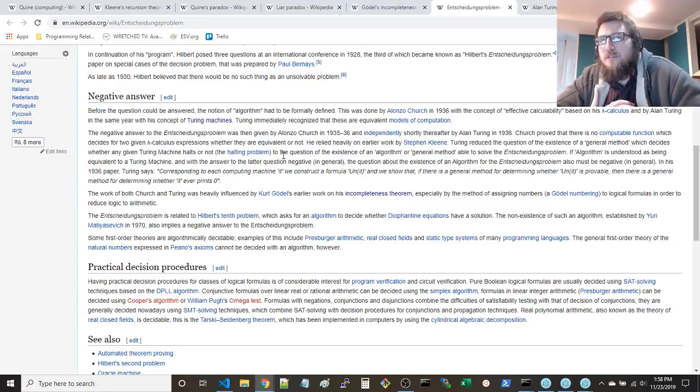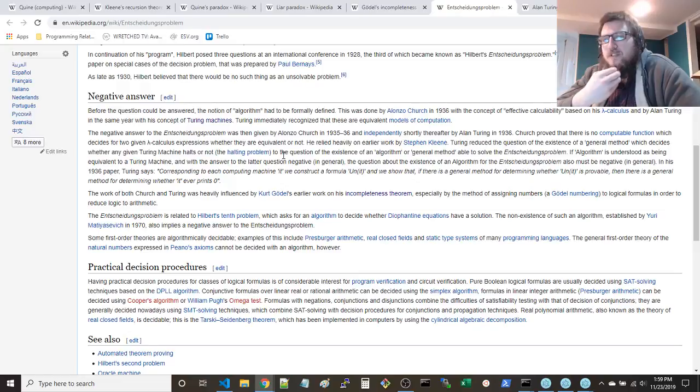Algorithm is understood as being equivalent to a Turing machine, and with the answer to the latter question negative in general, the question about the existence of an algorithm for the Entscheidungsproblem must also be negative in general. In his 1936 paper, Turing says, corresponding to each computing machine, we construct a formula Unit, and we show that if there is a general method for determining whether Unit is provable, then there's a general method for determining whether it ever prints 0. Ah, I see. Interesting. Whether it ever prints a value is the same thing as whether or not it ever halts. That's really what they're getting at.